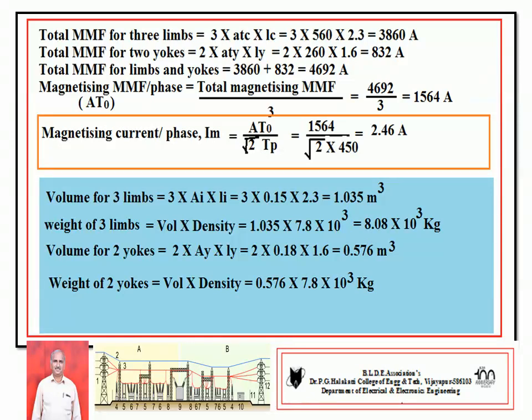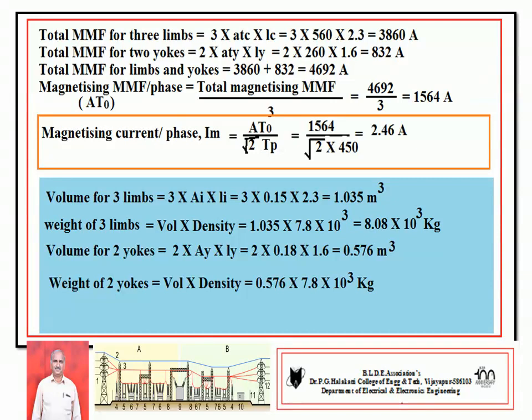Next, our concentration is towards the calculation of the loss component of no load current. For this, we have to calculate the volume for 3 limbs. A 3-phase transformer has 3 limbs, so volume for 3 limbs is 3 times AI into LI. Calculate the weight of 3 limbs, that should be equal to volume into density. So we are going to get 8 into 10 to the power of 3 kg. Meter cube we are going to cancel.